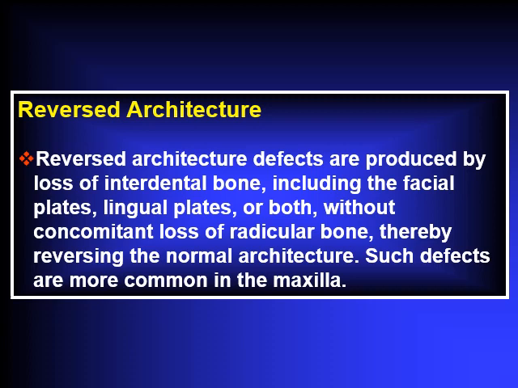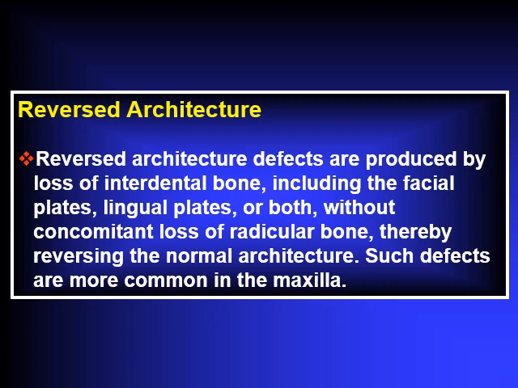This is the reverse architecture, as I mentioned to you, or the negative architecture. Reverse architecture is produced by loss of the interdental bone, as you will see in the previous slides, including the facial plates, lingual plates, or both, but without concomitant loss of the radicular bone. The bone covering the roots of the teeth, the alveolar bone housing covering all the roots, is called the radicular bone.